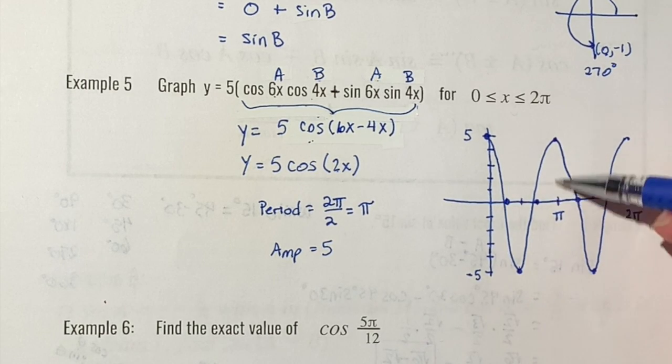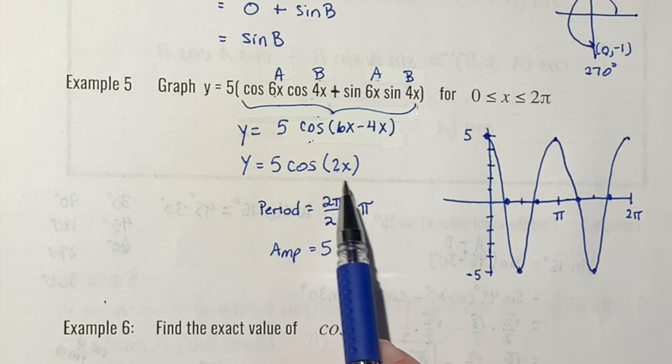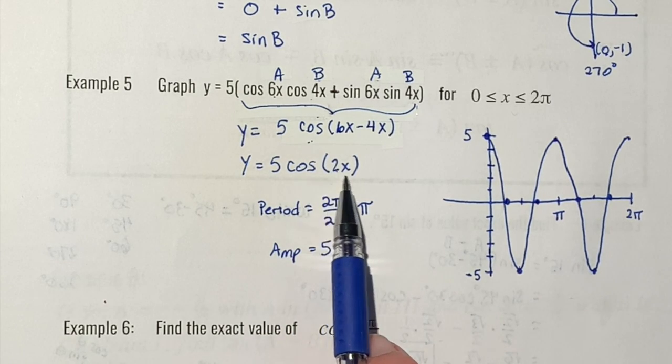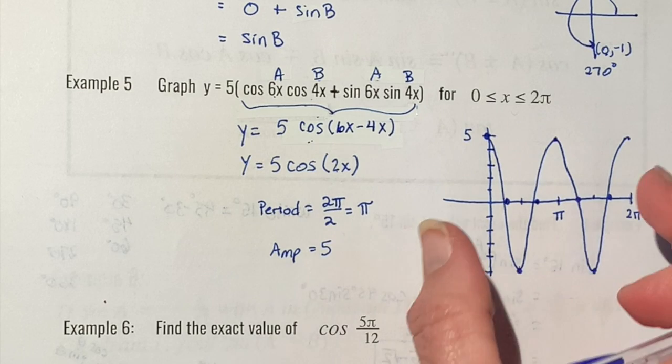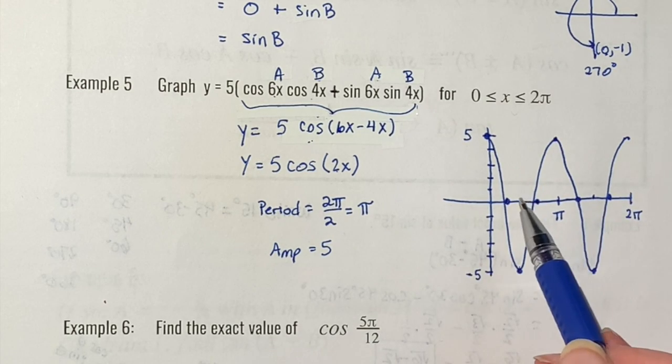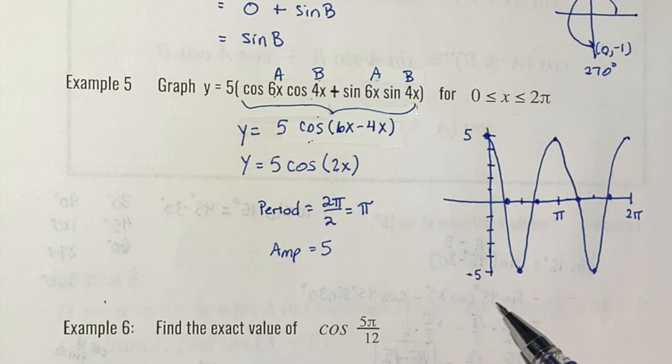All right, so you can see the amplitude, and you can see the impact that the 2 had, multiplying that angle. Doubling that angle has a horizontal shrinking factor, and that's what the graph would look like, 2 periods of it.